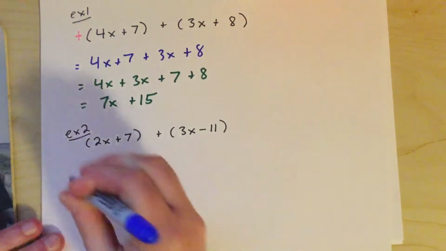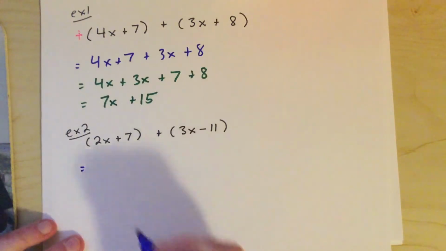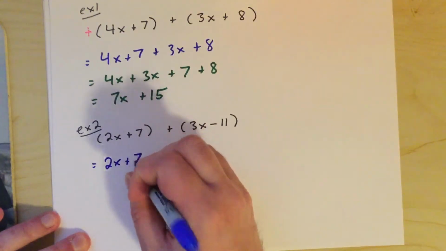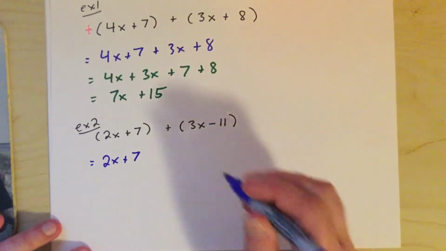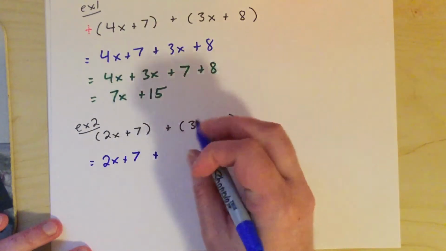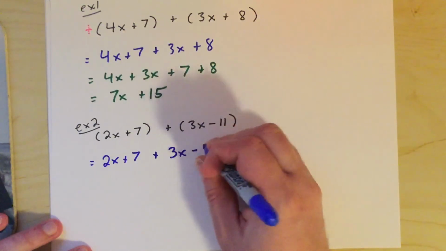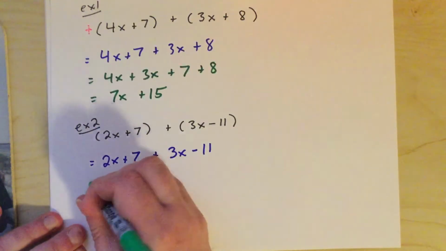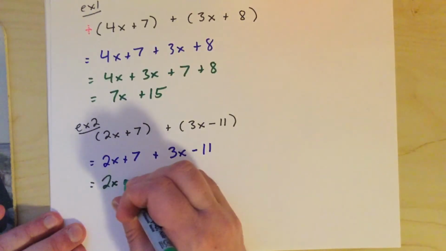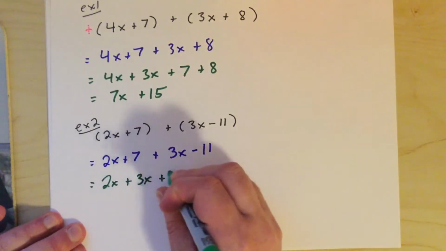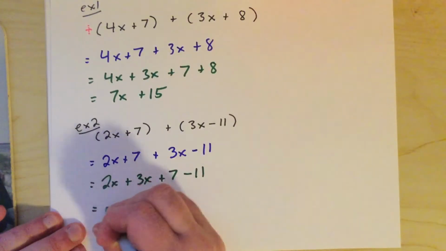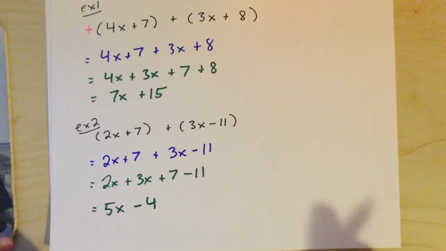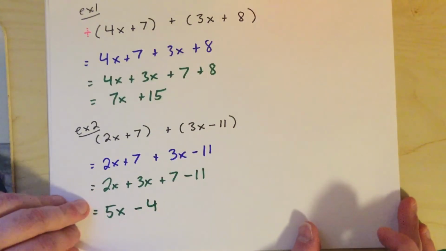Same idea with this one. There's an invisible plus in front of there, so this just becomes 2x plus 7 plus, and there's a plus in front of this bracket, so plus 3x minus 11. That's the getting rid of the bracket step. And now collecting like terms, 2x plus 3x is 5x, and 7 minus 11 is minus 4. So that's equal to 5x minus 4.